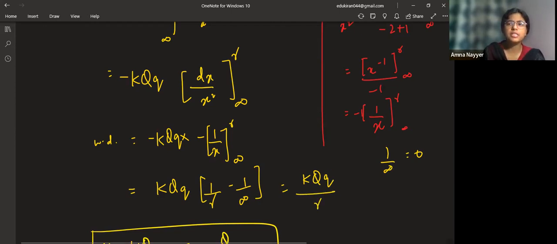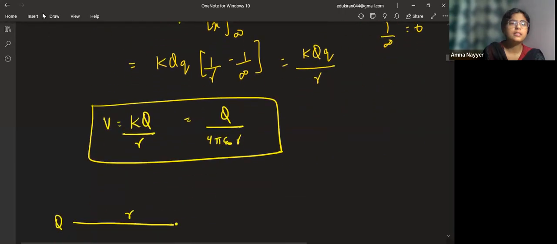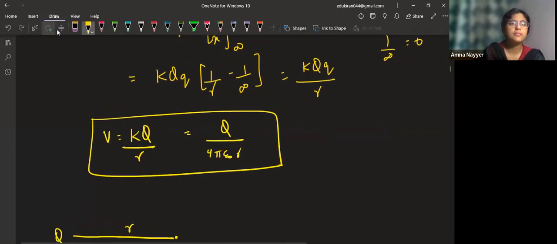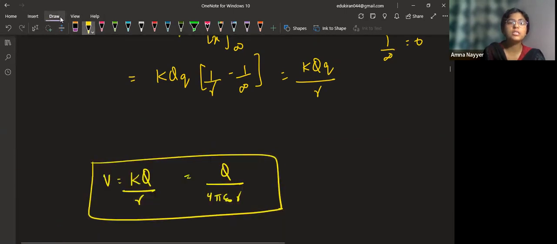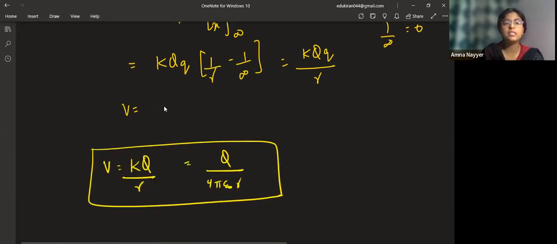So is it sufficient? See, this is the work done that we have obtained. And what was the formula for potential? Potential is work done divided by charge. So work done is K capital Q small q by R.